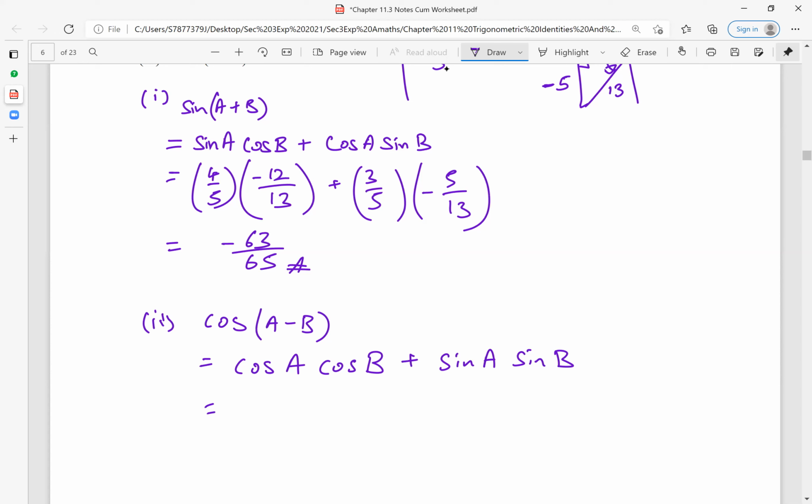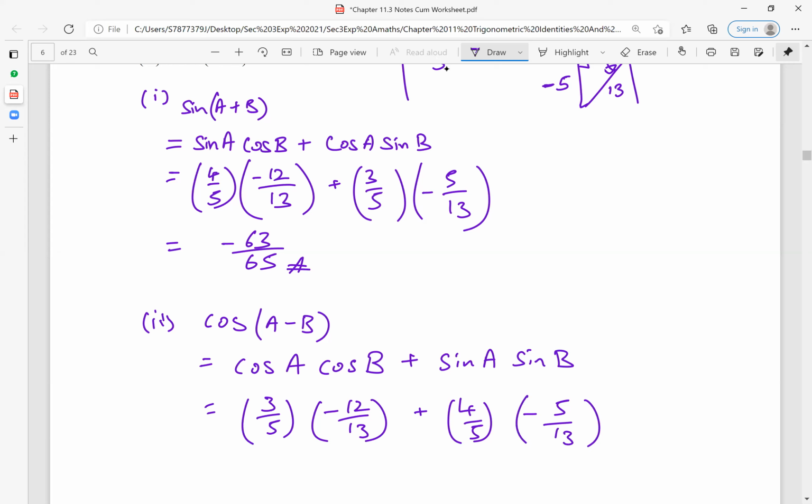We just need to sub in, right? So this is 3 over 5, you already know. Cosine B, you already know as negative 12 over 13. Sine A, you know, is 4 over 5. And sine B is negative 5 over 13. You may ask, teacher, how come you're so fast? Actually, do you know where I get all these references from the earlier part? Can you look at the first part here? If you do it correctly, then it's just a copy and paste. That's about it. Can?